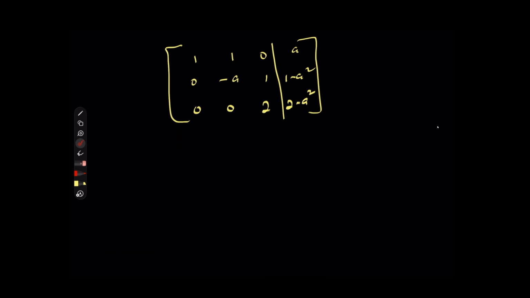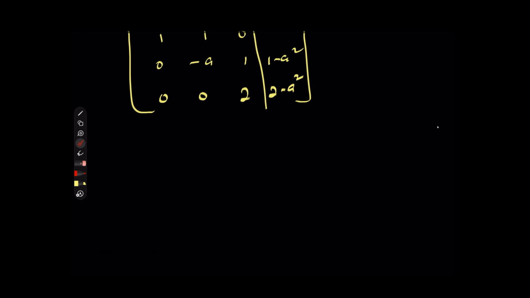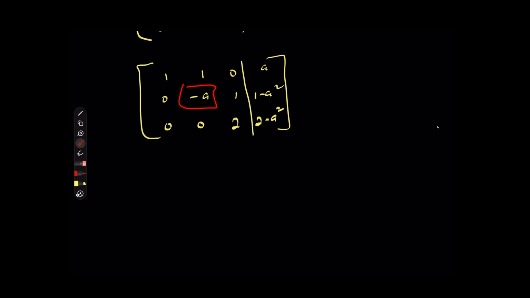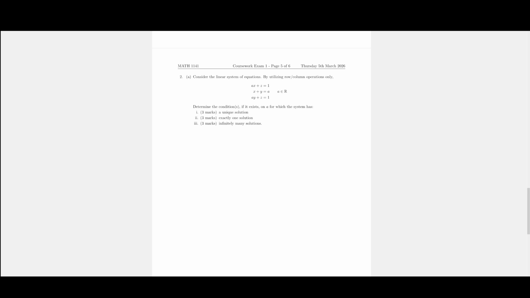How do I handle that negative A? So I have 2 cases here. Either negative A here, or in fact A itself, we are speaking about A, is either 0 or it is not 0. So let's go back to the question for a second. The question says, determine the condition or conditions if it exists, so it may or may not exist, on A for which the system has a unique solution. A unique solution.